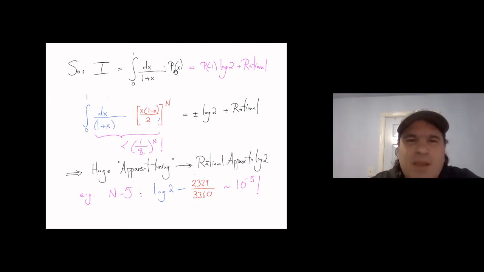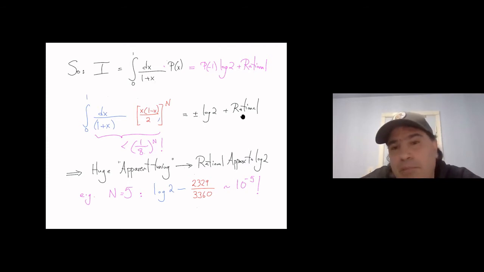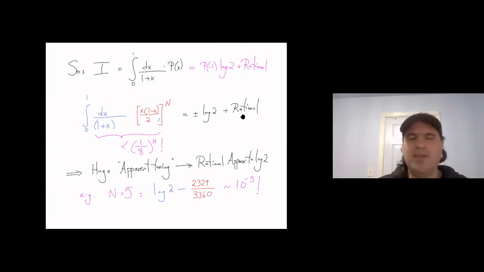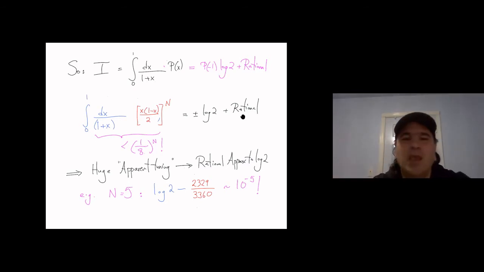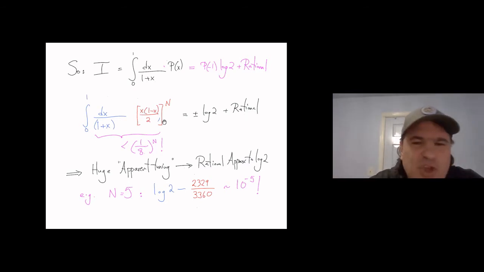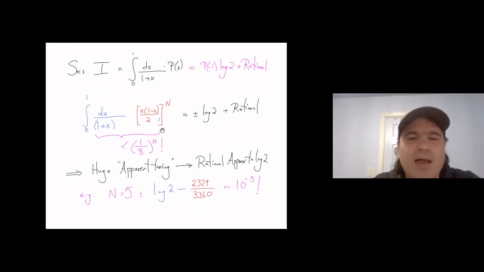So if you make this p of x this particular simple polynomial, x to the n times (1 minus x) to the n over 2 to the n, then you'll notice that p of x is actually equal to minus 1 when x equals minus 1. Therefore, this integral is plus or minus log 2 plus something rational. You know that ahead of time: any analytic computation is going to give you log 2 plus something rational. But on the other hand, x times (1 minus x) over 2 is bounded to be less than 1/8 between 0 and 1. And so the left-hand side is bounded by 1/8 to the n.